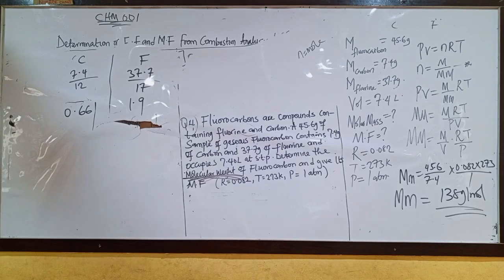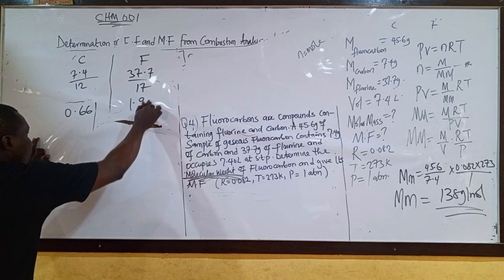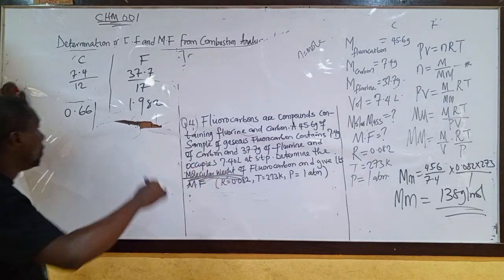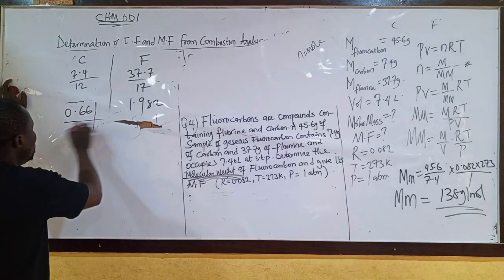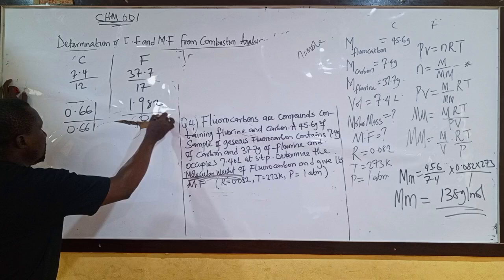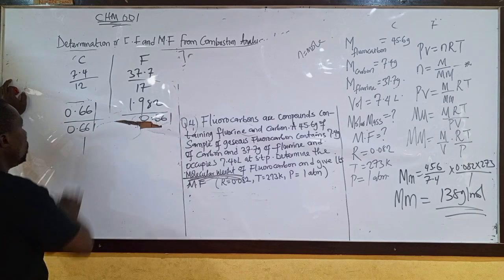1.982. That is, we give you 1.982. Then what happened? Divide by what? The smaller one. The smaller one is this, that is 0.661 over 0.661. This one gives you 1.